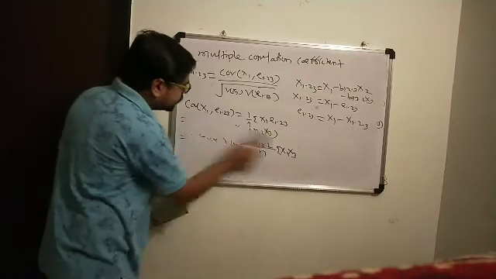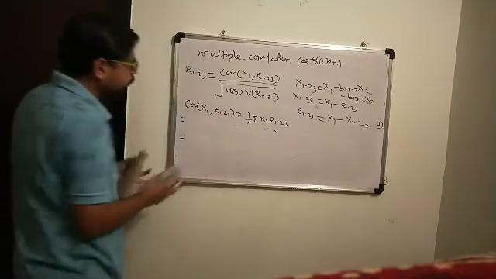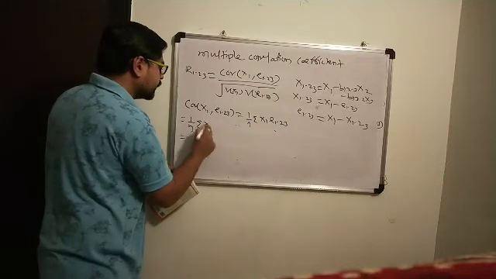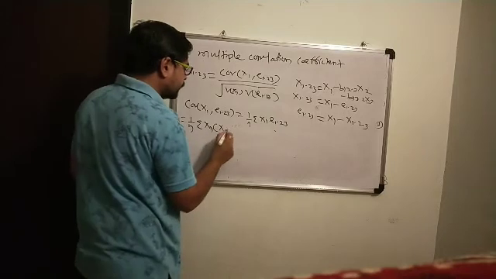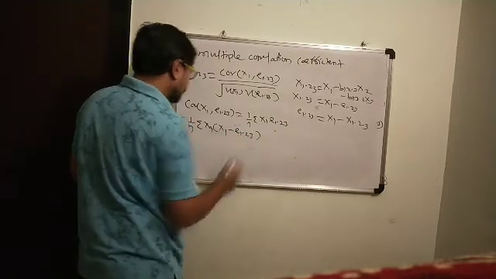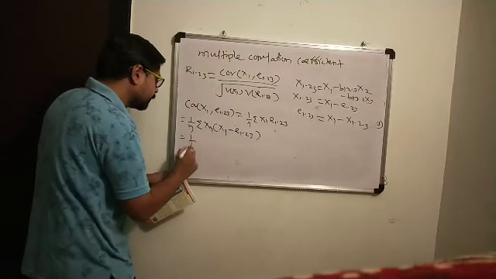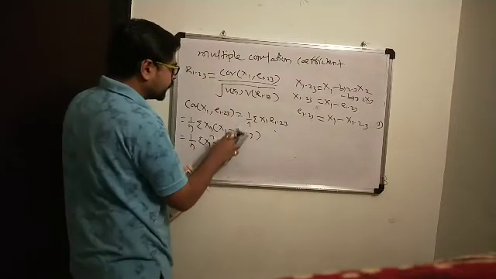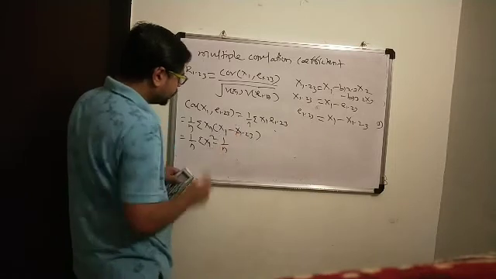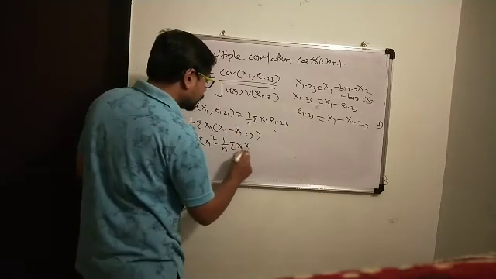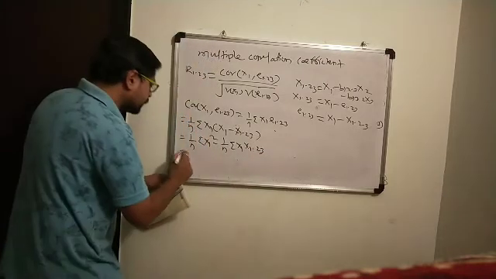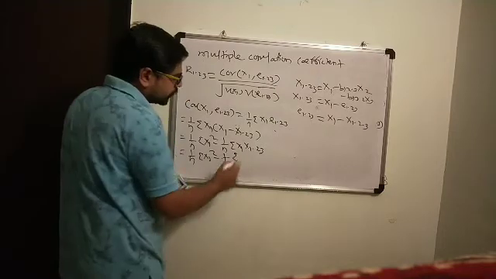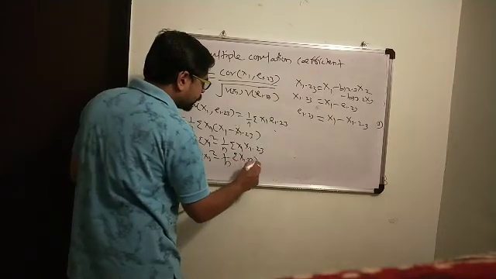So we will go this way: 1 upon n summation x1 into E1.23, that is x1 minus x1.23. We take 1 upon n summation x1 square minus 1 upon n summation x1 x1.23, which, using the property of residuals, can be written as 1 upon n summation x1 square minus 1 upon n summation x1.23 square.